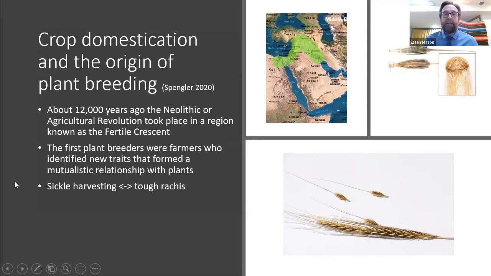And as humans started to farm, the plants had to adapt to have fitness within those new farming techniques. So things like transitioning to a sickle harvesting system. You needed a tougher rachis to prevent shattering of seed onto the ground. So it needed to be harvested by humans so then it could reproduce the next year.